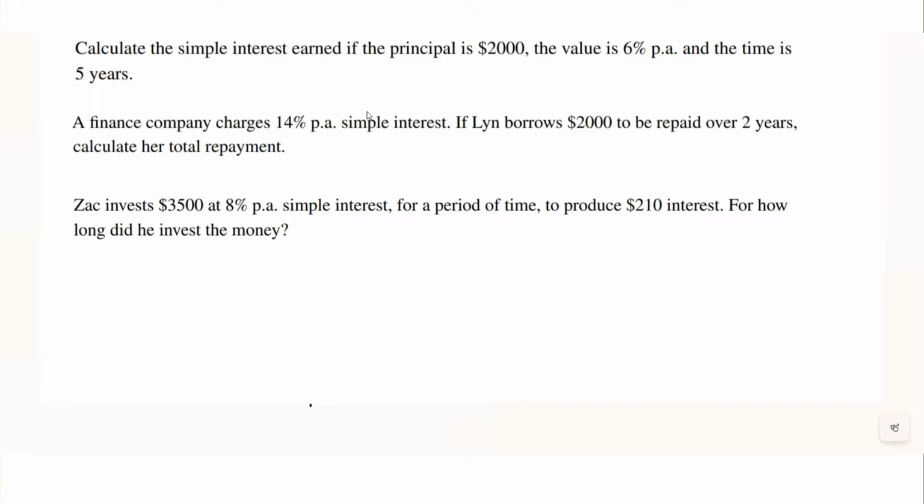Hello everyone, let's understand how to solve questions related to simple interest. In this video, we will learn how to find simple interest amount, value of rate, time and principal. This one video will help you to master all the concepts related to simple interest.